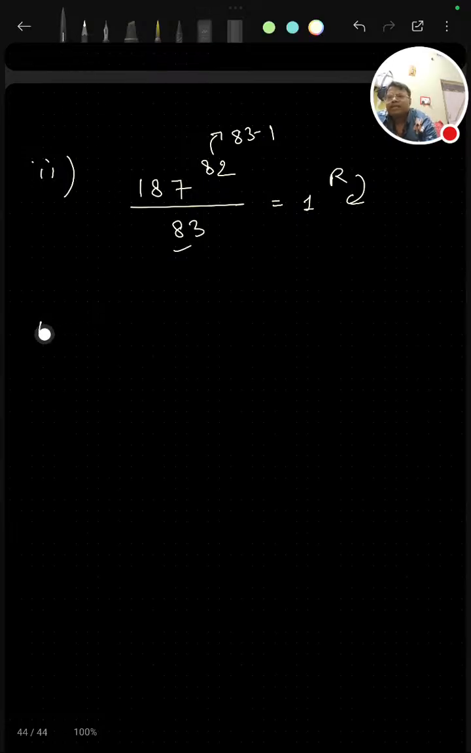Now moving towards the second type of question where Fermat's theorem is applied. Okay, second type of question. The question is, when 50 to the power 88 is divided by 23. When 50 to the power 88 is divided by 23. Okay, now how can you solve it?